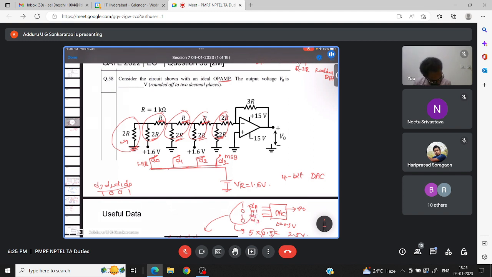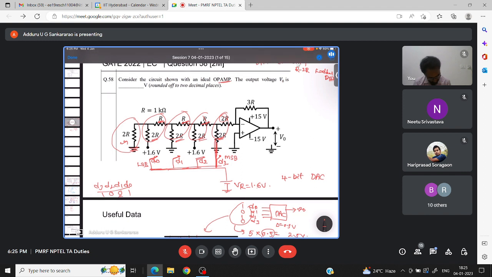That means D3 should be connected to this switch, should be closed. And D0 is 0. So D2 is 0, which means this should be connected to ground. And D1 also ground. And D0 is connected to 1.6 volts. Hope you understood. These two switches we don't connect. So D0 should be 1.6, and D3 should be 1.6. You need to connect like that. So based on that, you will get the output.